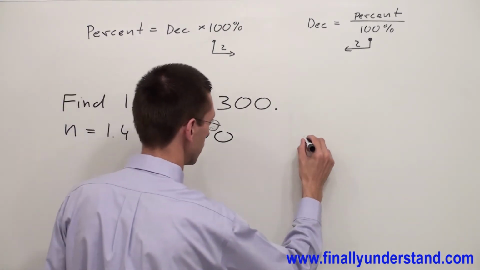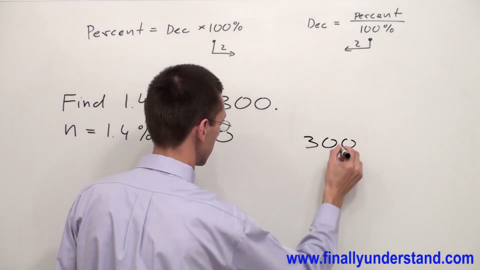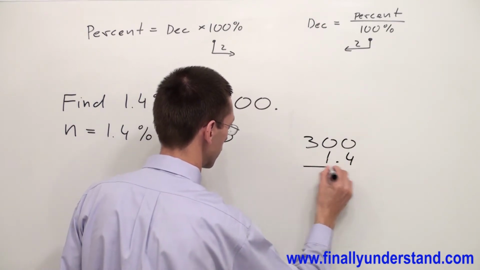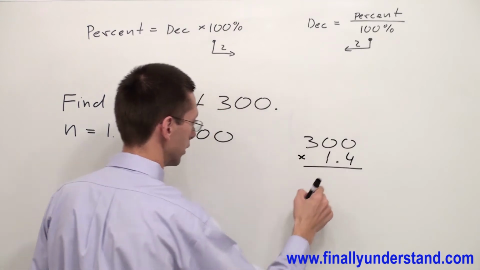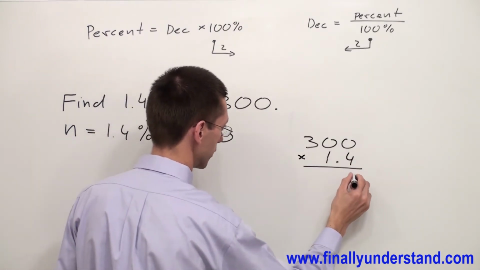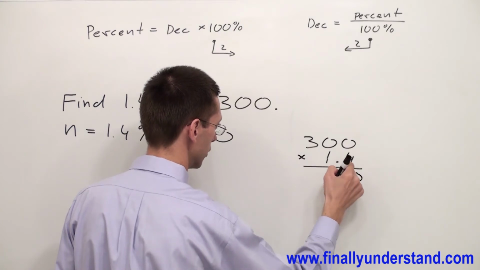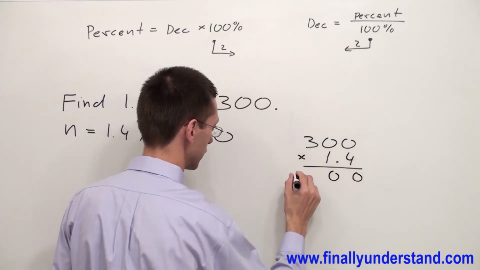N is already by itself, so I have to simply multiply 1.4% times 300. So I'm going to have 300 times 1.4. 4 times 0 gives me 0. 4 times 0 gives me 0. 4 times 3 gives me 12.